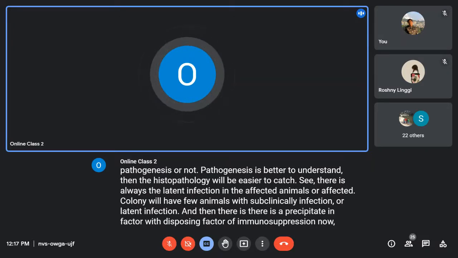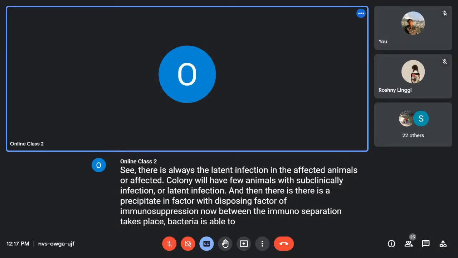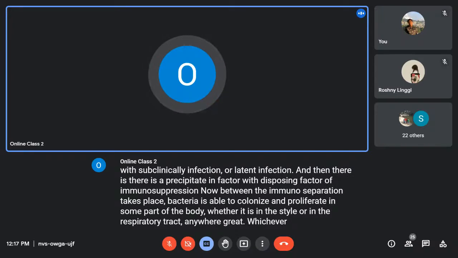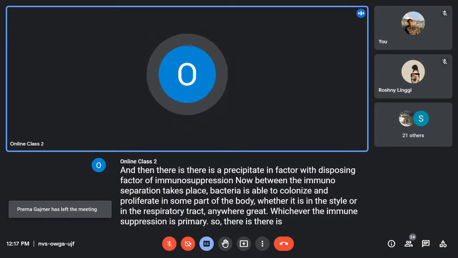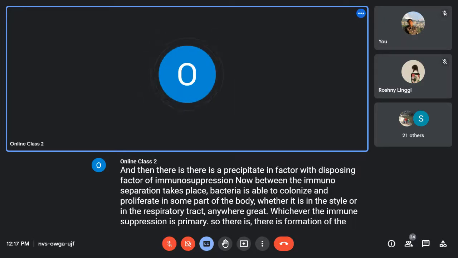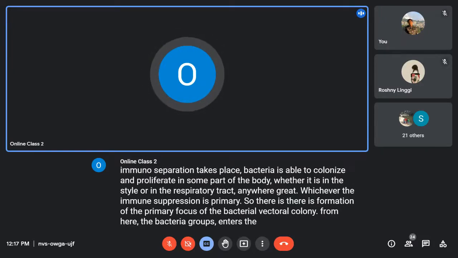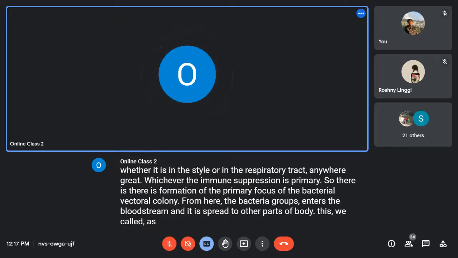Now, when the immunosuppression takes place, bacteria is able to colonize and proliferate in some part of the body, whether it is the intestine or the respiratory tract, wherever the immunosuppression is primary. So there is formation of the primary focus of the bacterial colony. From here, the bacteria enter the bloodstream and are spread to other parts of the body. This we call septic embolism.